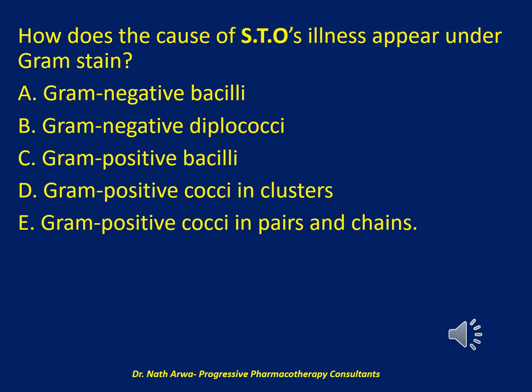So my question to you is, how does the cause of Estio's illness appear under gram stain? Is it A. gram-negative bacilli, or B. gram-negative diplococci, or C. gram-positive bacilli, or D. gram-positive cocci in clusters? Or is it E. gram-positive cocci in pairs and chains? I will give you 10 seconds to choose the correct answer to this question from the listed options.